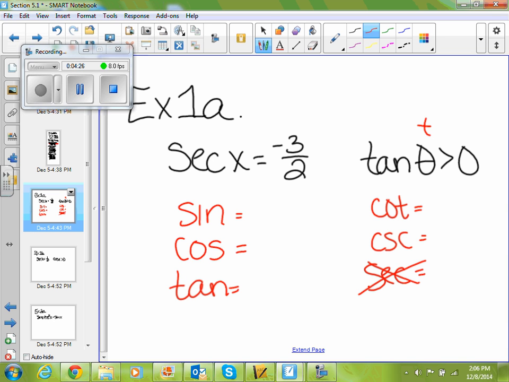So I also know that secant is the same thing as 1 over cosine, which means that all I have to do is flip this fraction upside down, and that's going to give me my cosine. So I know that cosine is negative 2 over 3. That's the first thing I can figure out pretty easily from my secant.